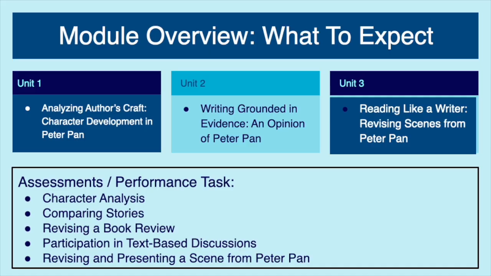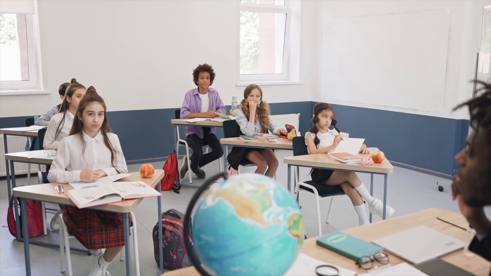In Unit 3, they revise a scene from the story, incorporating reasons they may not recommend it, and creating a presentation to explain their revisions. The performance task culminates with students reading their revised scenes aloud and discussing their changes with an audience.